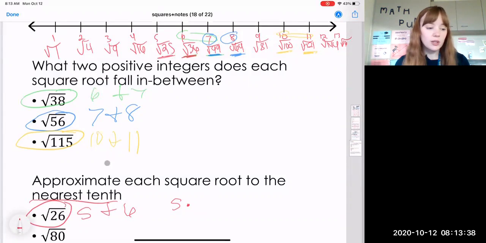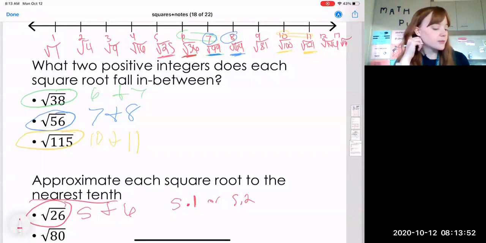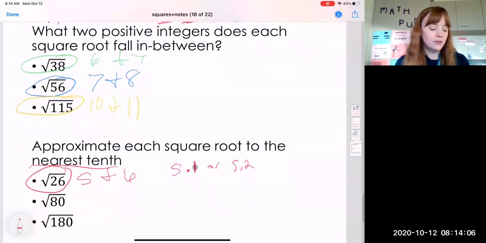Well, since it's only 1 away from 25, it's closer to the smaller number, so we would use that lower, smaller decimal, like a 5.1 or a 5.2 or something like that. I would basically accept anywhere between 5.1 and 5.3. If you said like 5.4, 5.5, it's not quite right because it's really, really close to the 5. So it's that smaller end of the decimal points.